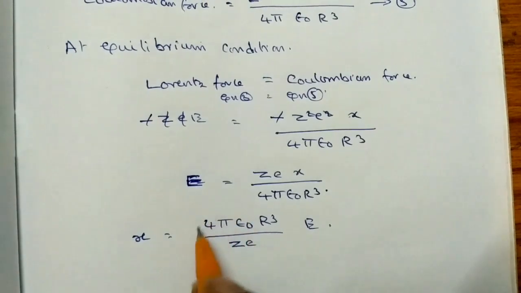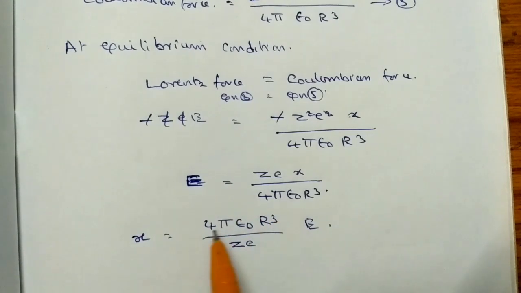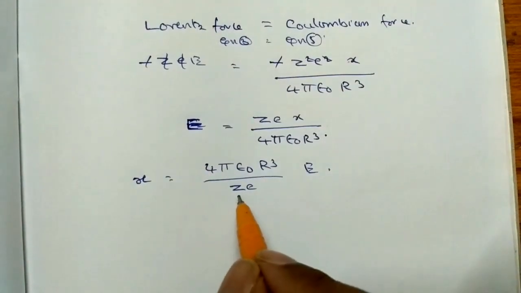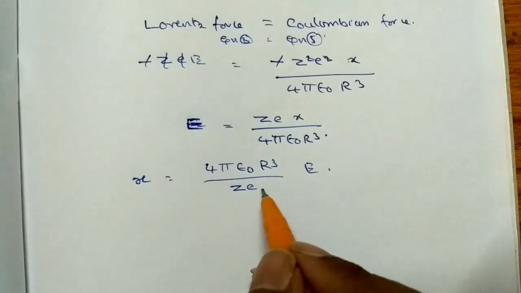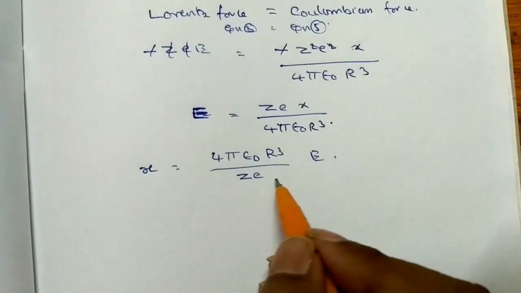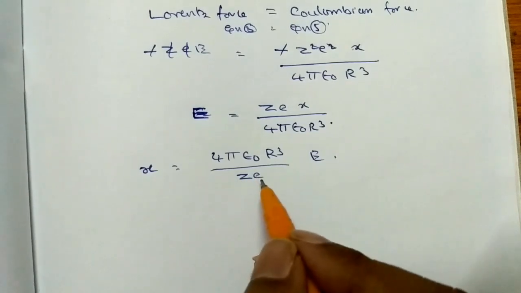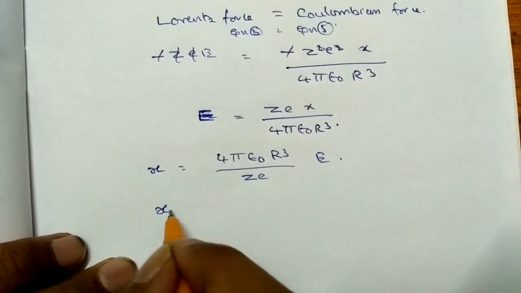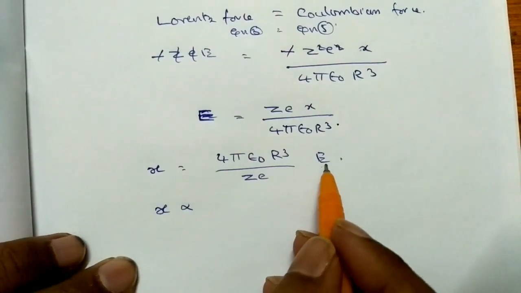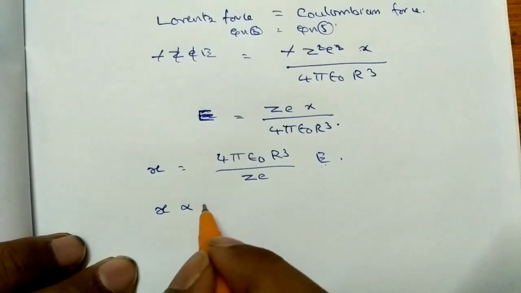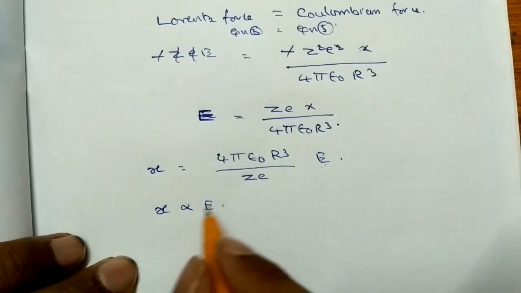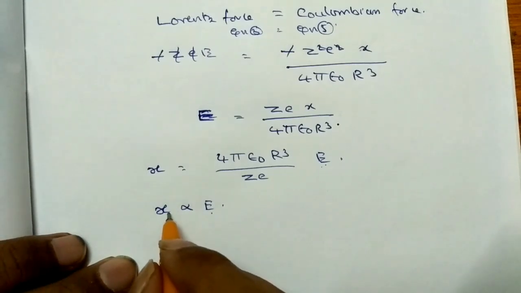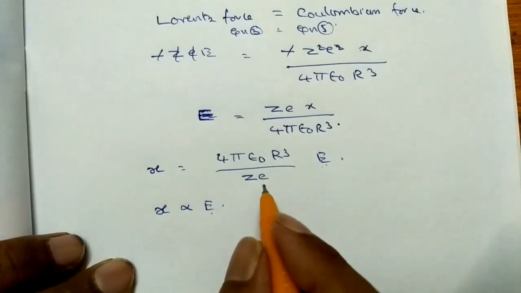That means here all these terms are constant. 4 is constant, pi is 3.14, epsilon naught is also constant, the radius of the atom is constant, Ze, the charge of the nucleus, is constant. Z means atomic number, so the charge of the nucleus is constant. Then the only variable is E, and x is directly proportional to E. That means if the electric field increases, then the displacement also increases by this equation.